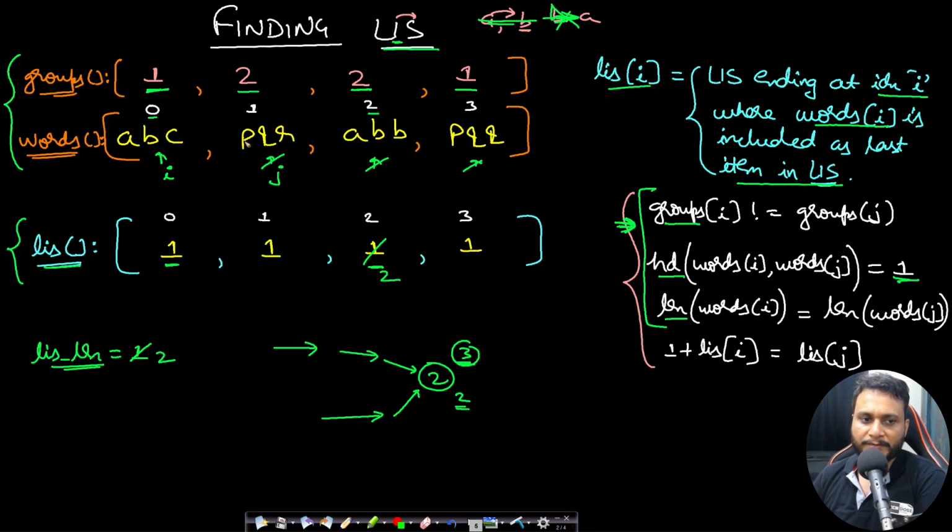Now once we are done with it, my I will go to this index 1, and now I will be checking from the next index. So can ABB be appended after PQR? If you check, the groups are same, so they cannot be appended. Now PQQ, can it be appended after PQR? The groups are different, and the Hamming distance is 1, and the length is 3. So yes, they can be appended. And now you see, if it is increasing our length, so length here is 1, 1 plus 1 is 2, so this will be 2 here. Now since this 2 is not greater than 2, it will not get updated, right?